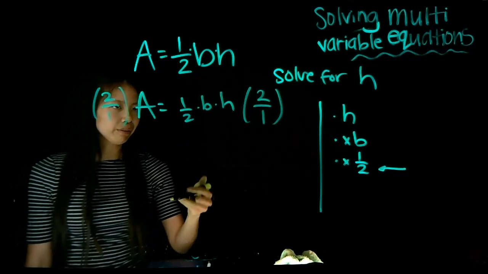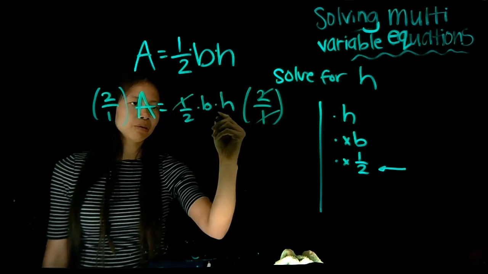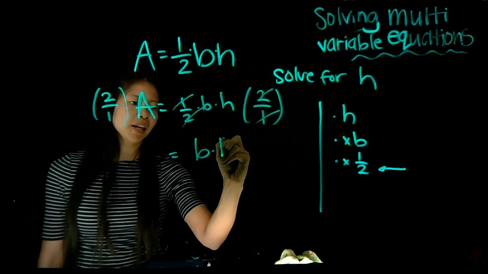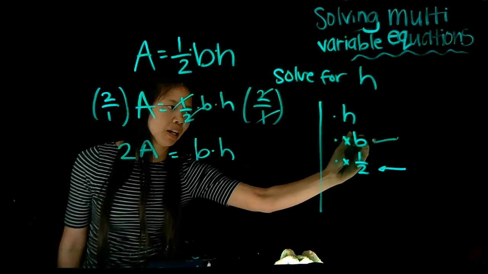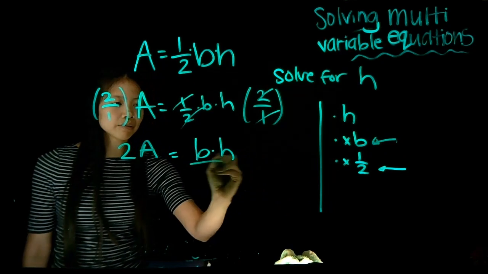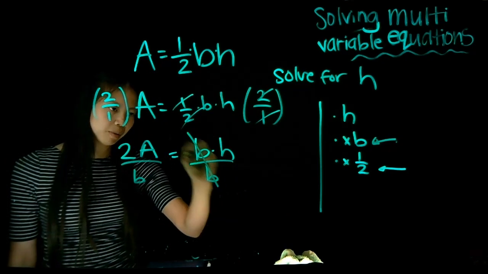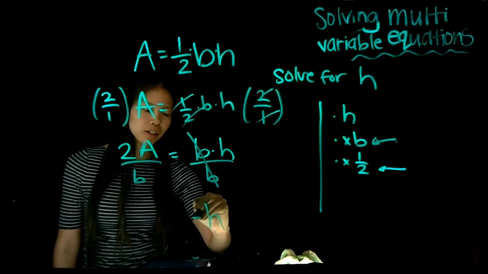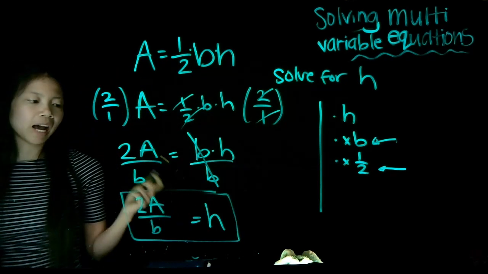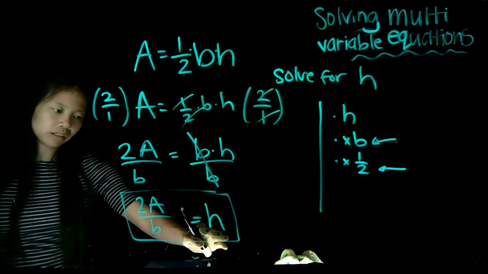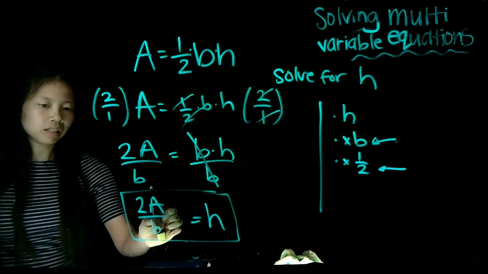Okay, so now if I rewrite it, this is my giant 1, 2, and 2. So I'm left with b times h equals 2a. All right, now I'm at this step. I'm multiplying by b. I want to undo a times b, so I'm going to divide by b. And now that also makes a giant 1. And now I'm left with h equals 2 times a all over b. This is my final answer. I now know that the height of a triangle is equal to 2 times the area divided by the base.